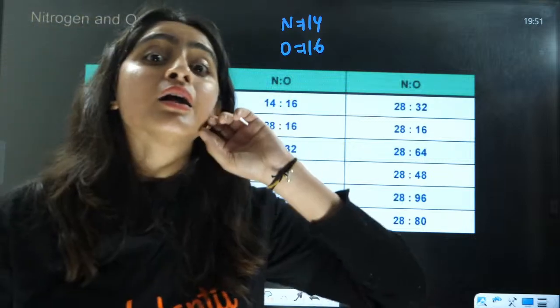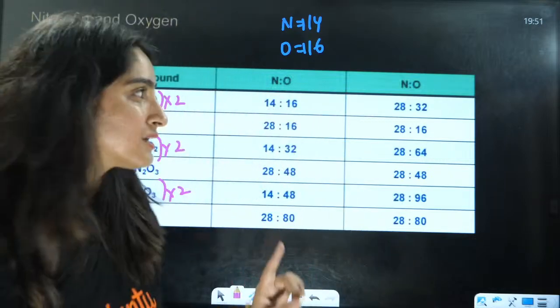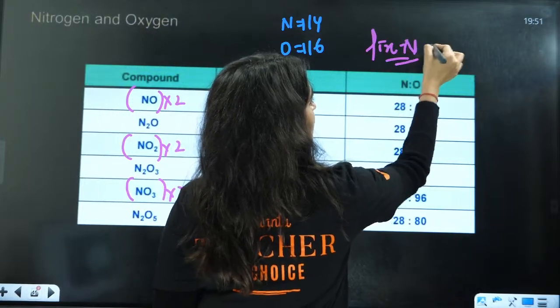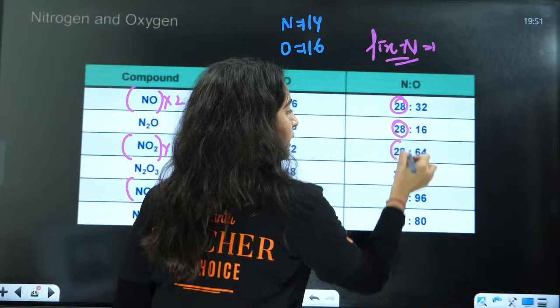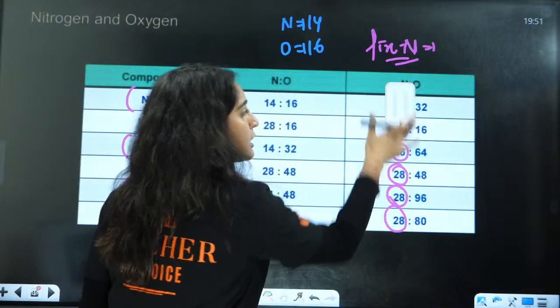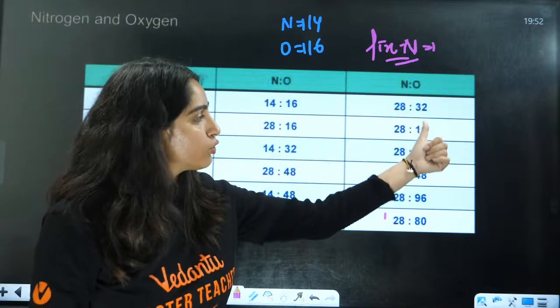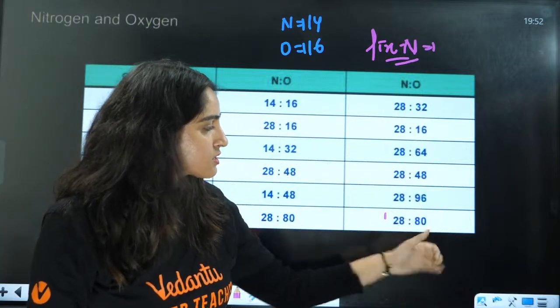I am fixing the number of atoms of nitrogen here, that is 2. Fixing nitrogen here: 28, 28, 28, 28, 28, 28. That always will have 2 nitrogen. The oxygen comes out to be 32, 16, 64, 48, 96, 80.